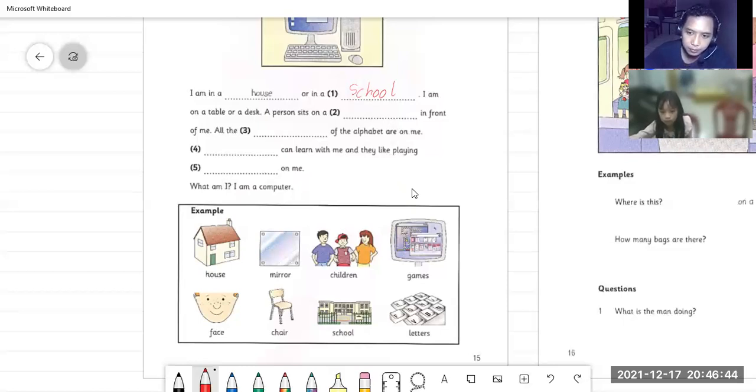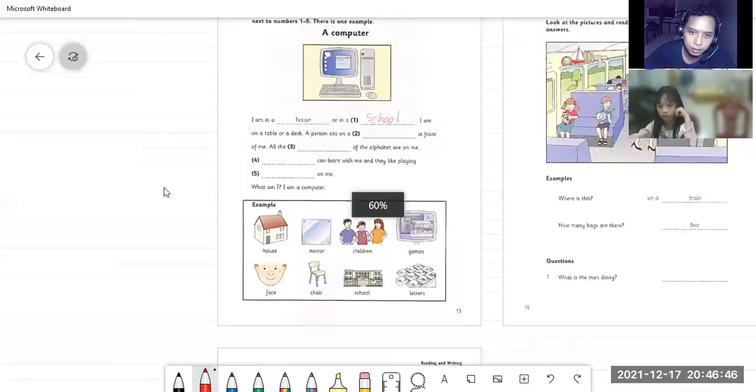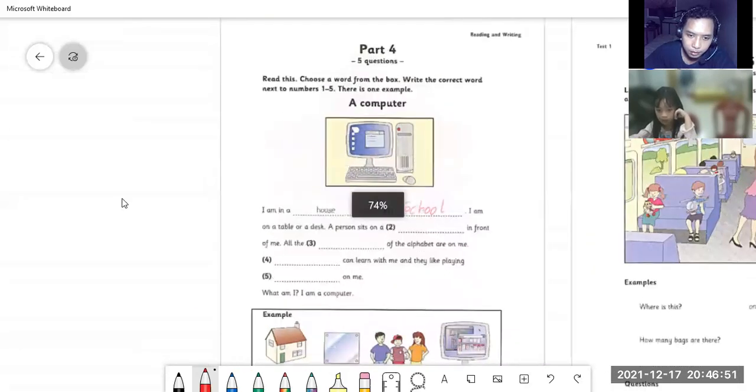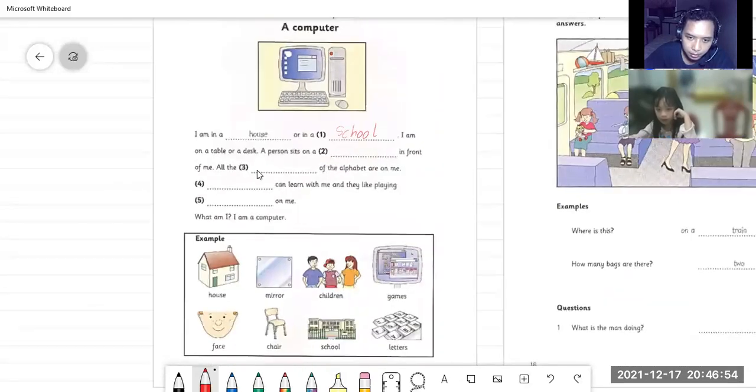Can you say it? I am on the table. I am on the table or a desk. A desk. Okay, next. A person sits on a chair. Very good. On a chair in front of me. Next, number three.